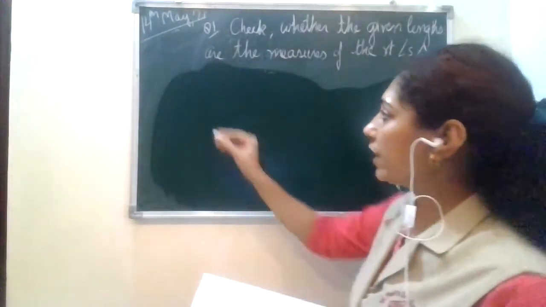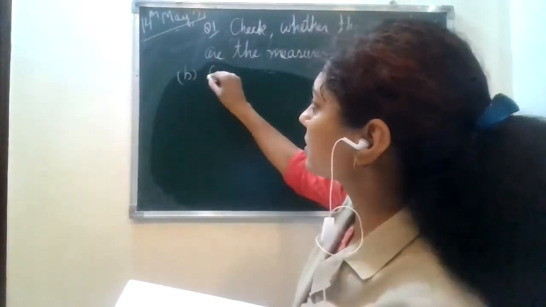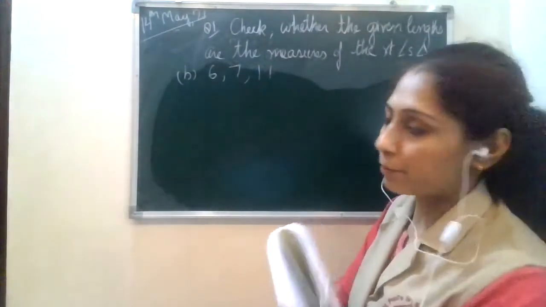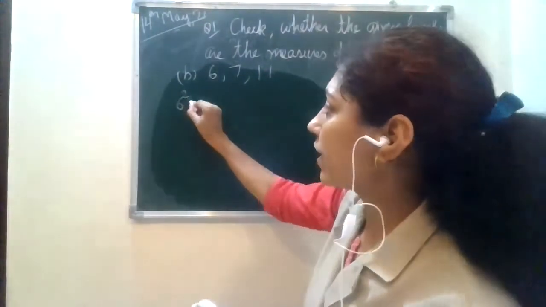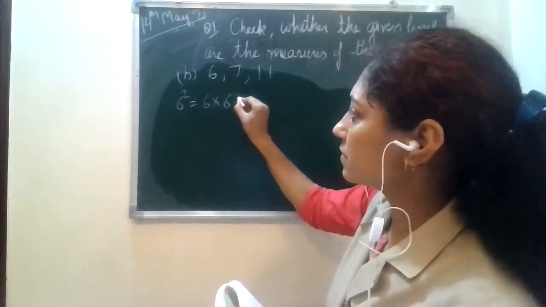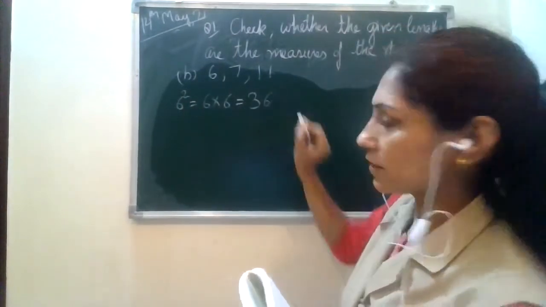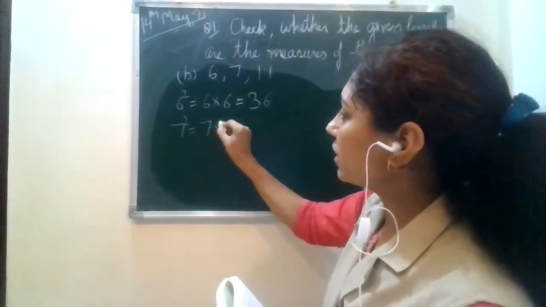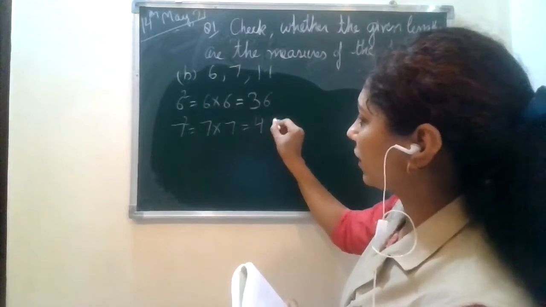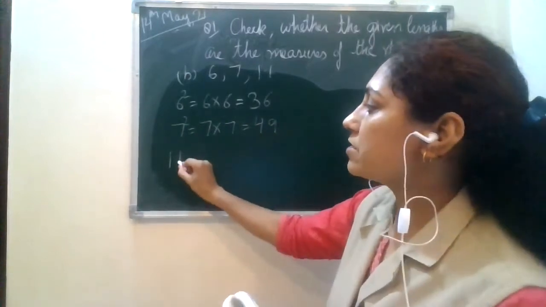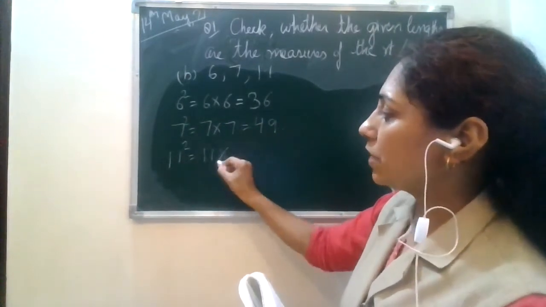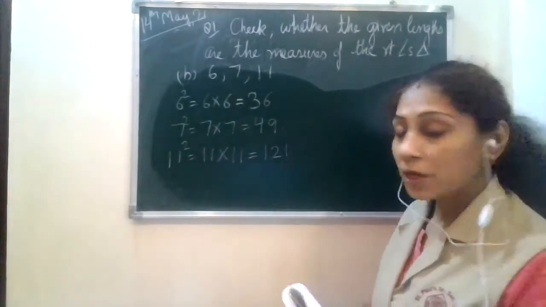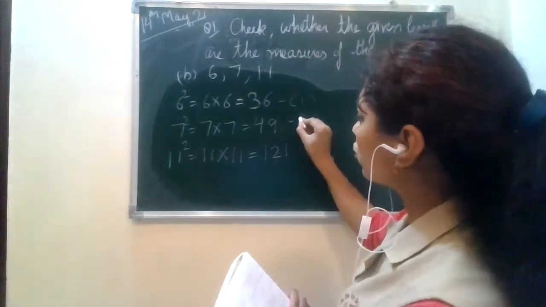B part coming your way is, they have given the measurements as 6, 7, and 11. Let us do the squaring of these three numbers. 6 squared is 6 into 6, which is 36. 7 squared is 7 into 7, which is 49. 11 squared is 11 into 11. You will get 121 as a result. We will add the first and second.